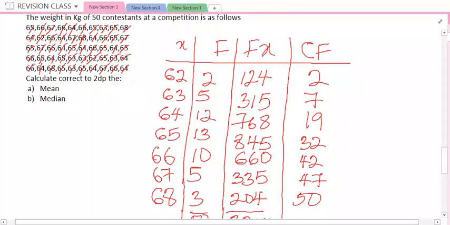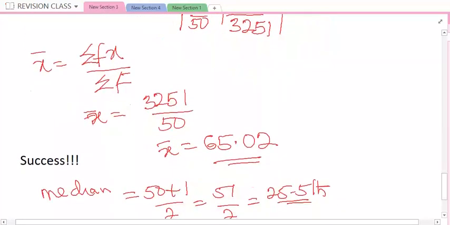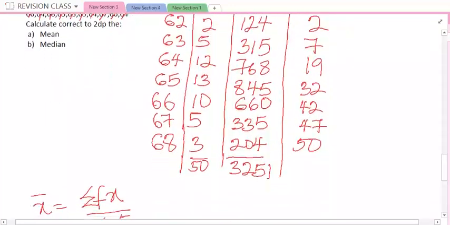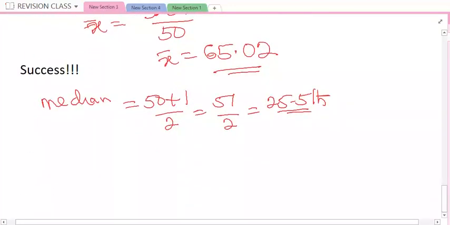If you look at this, this is 2, meaning 62 ended at 2. 7, meaning 63 ended at 7. 19, meaning 64 ended at 19. So from 20 to 32 is 65. And what are we looking for? 25.5. So meaning the data in that place is what? 65. So the median would be 65.